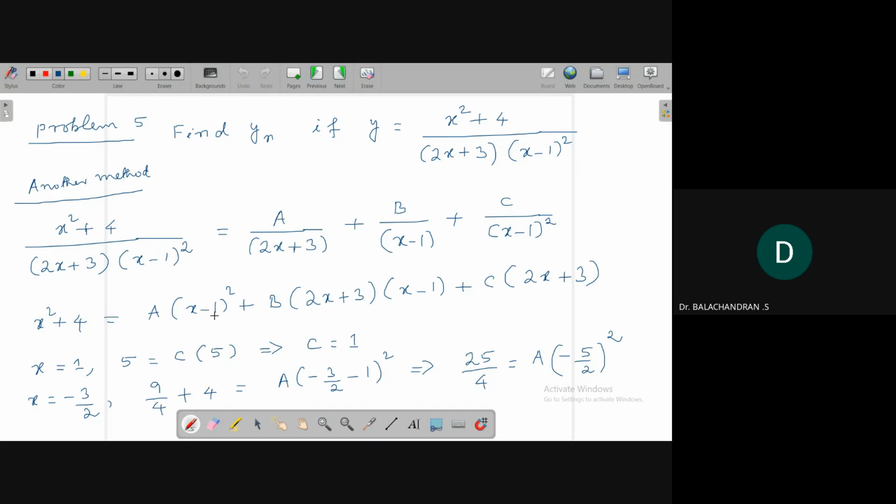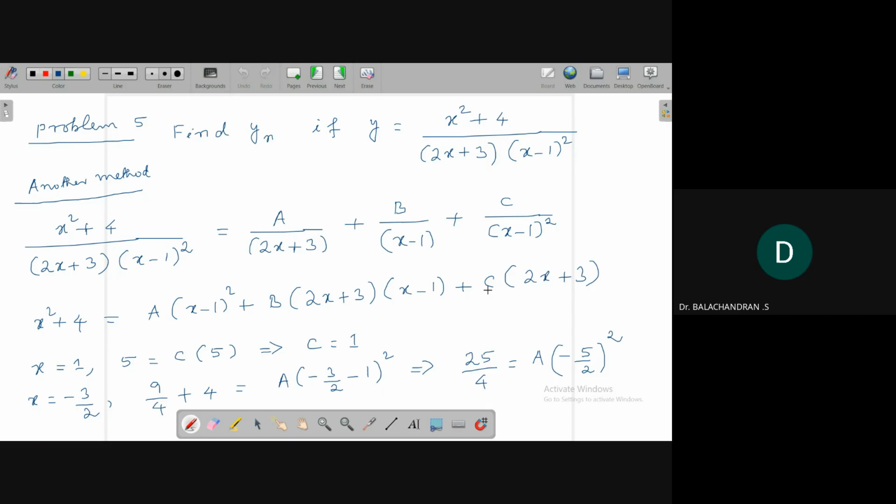So now I'm going to substitute x equal to 1, because if I substitute x equal to 1, this is 0, this is 0. You can find C. So x equal to 1 means 1 plus 4, 5. So this is 0, this is 0. So C into (x equal to 1), so 2 plus 3, 5. So 5C is equal to 5, which means C equal to 1.